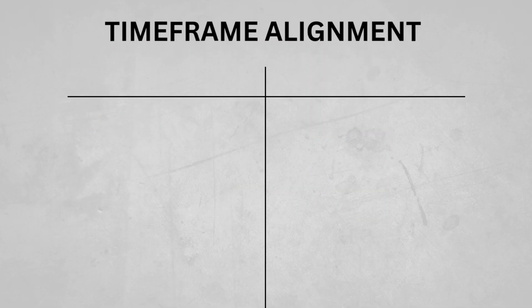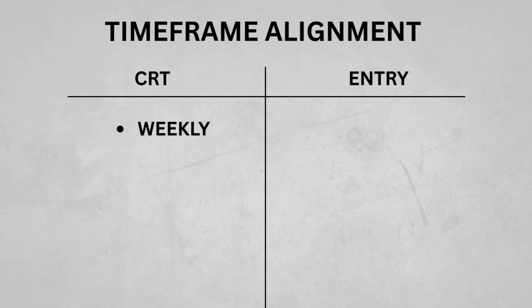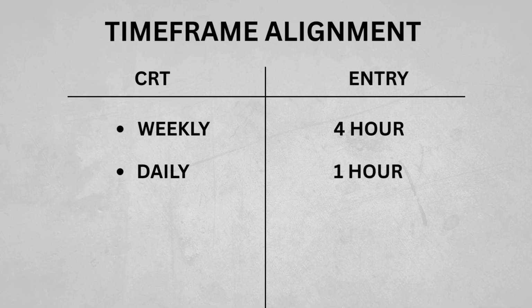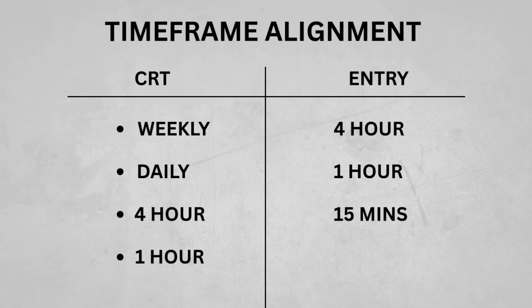The best time frame alignment for better accuracy in CRT is as follows. Weekly CRT, take your entry from the 4-hour chart. Daily CRT, take your entry from the 1-hour chart. 4-hour CRT, take your entry from the 15-minute chart. 1 hour CRT, take your entry from the 5-minute chart. I wouldn't advise going any lower than this because it could cause you to get stopped out more frequently.